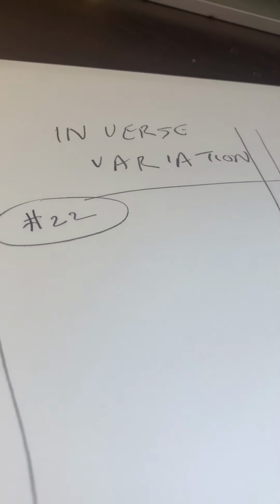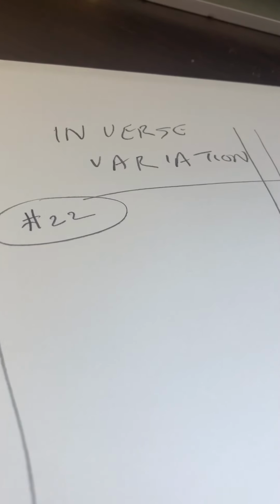So we're working on inverse variation. Inverse variation. And we're working on number 22 from the exam review packet, all right?